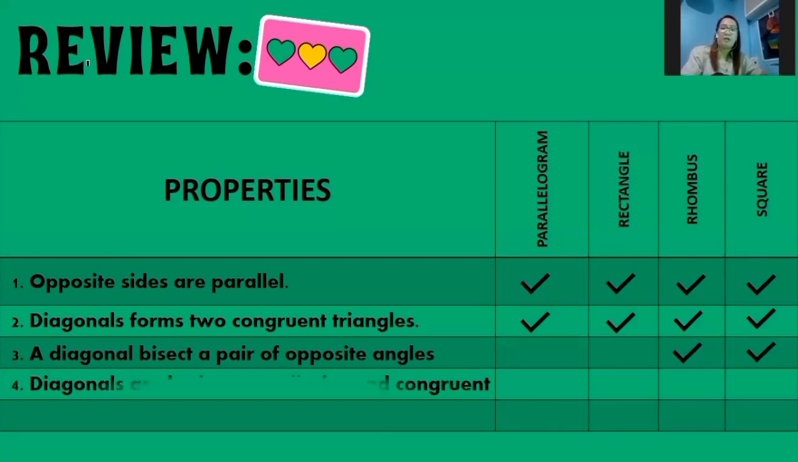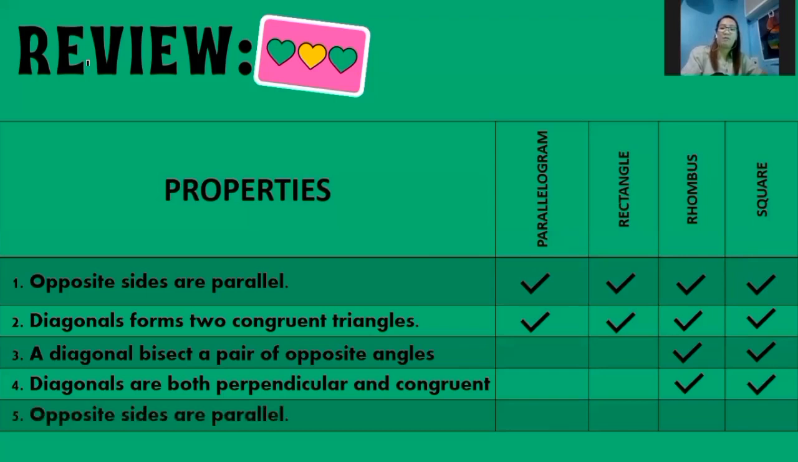Number 4, diagonals are both perpendicular and congruent. Yes, you are right. These are applicable for rhombus and square as well. And number 5, we have opposite sides are parallel. Yes, they are all applicable for all 4 quadrilaterals: parallelogram, rectangle, rhombus, and square.